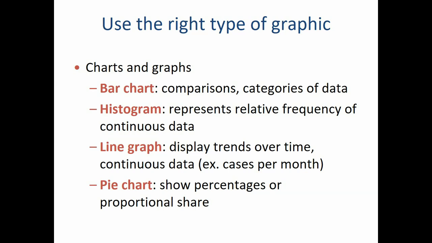Use the right type of graphic. Charts and the graphs, we got bar chart, comparisons, categories of data. Histogram represents relative frequency of continuous data. Line graph displays trends over time, continuous data. Pie chart shows percentage or proportional share.